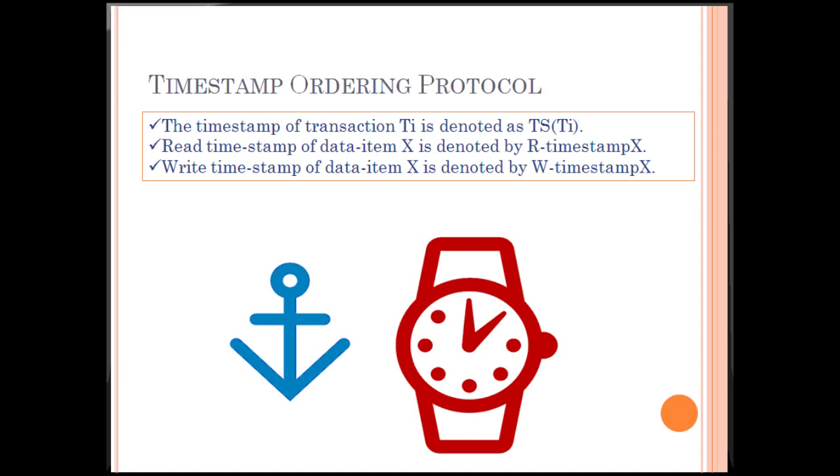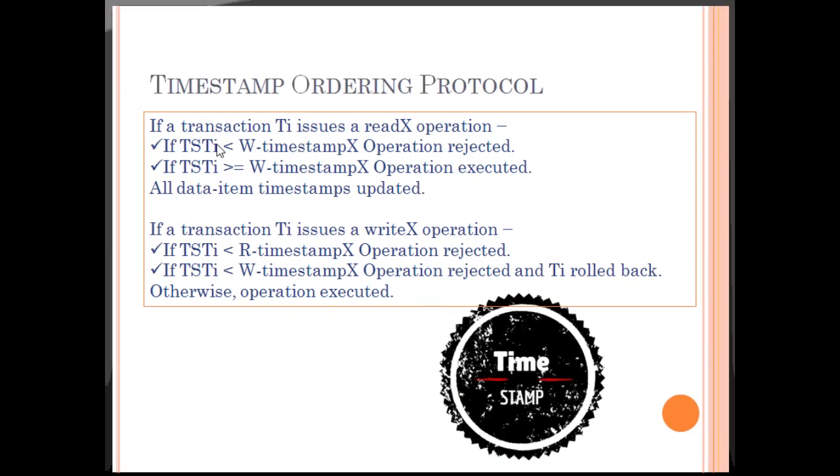First, the timestamp of transaction Ti is denoted as TS(Ti), that is, the timestamp of Ti, transaction i. The read timestamp of data item X is denoted by R-timestamp(X). Then the write timestamp of data item X is denoted by W-timestamp(X). In the previous slide, we have seen that a timestamp ordering protocol ensures serializability among the transactions in their conflicting read and write operations.